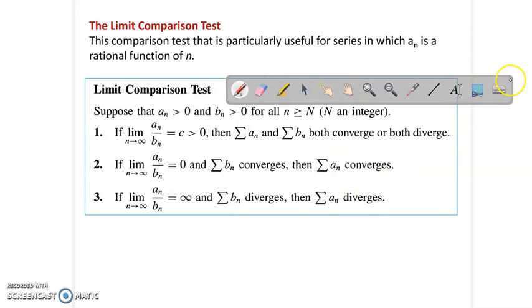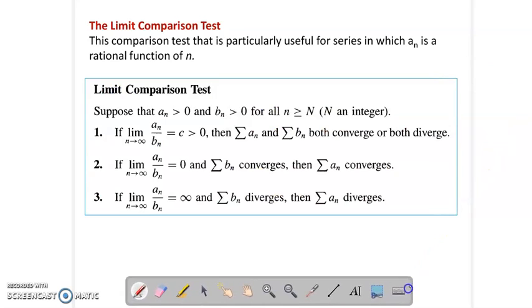Next type of test is the limit comparison test. Till now, we were directly comparing the terms of one series with the terms of another series whose behavior is already known to us. Now, this test is particularly useful for series in which an is a rational function of n, when an is given by some f of n upon some g of n, and of course g should not be equal to 0 for any value of n, right? When you have functions of this form, then the limit comparison test is useful.